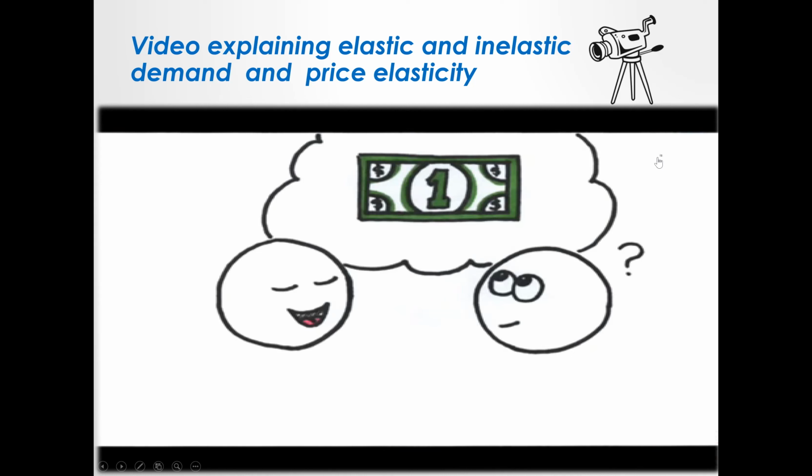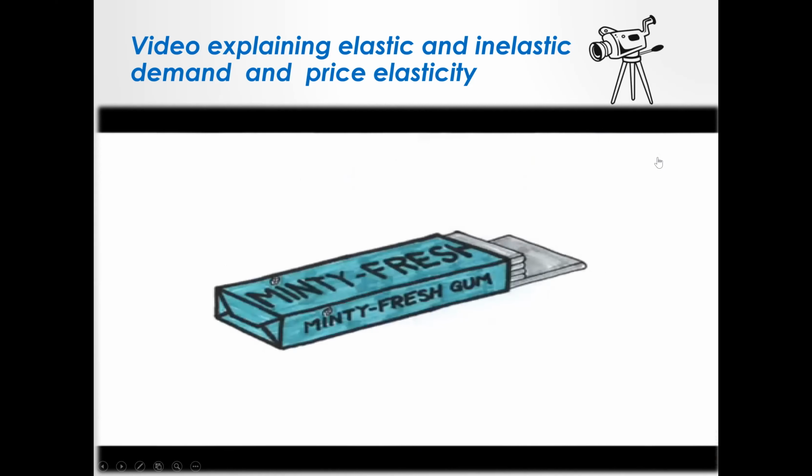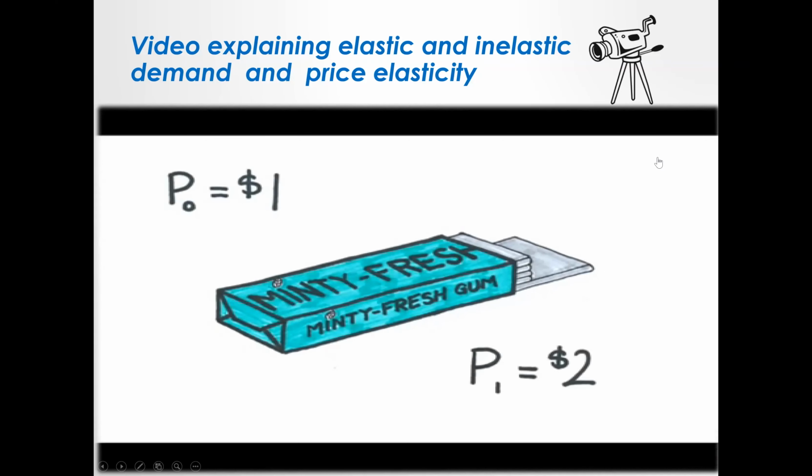Okay, look, say we're talking about a pack of gum. Originally, the price was $1, now it's $2. This represents an absolute change of $1, but is it a big change or a small change? It's actually a pretty big change. Price doubled, or increased by 100%.